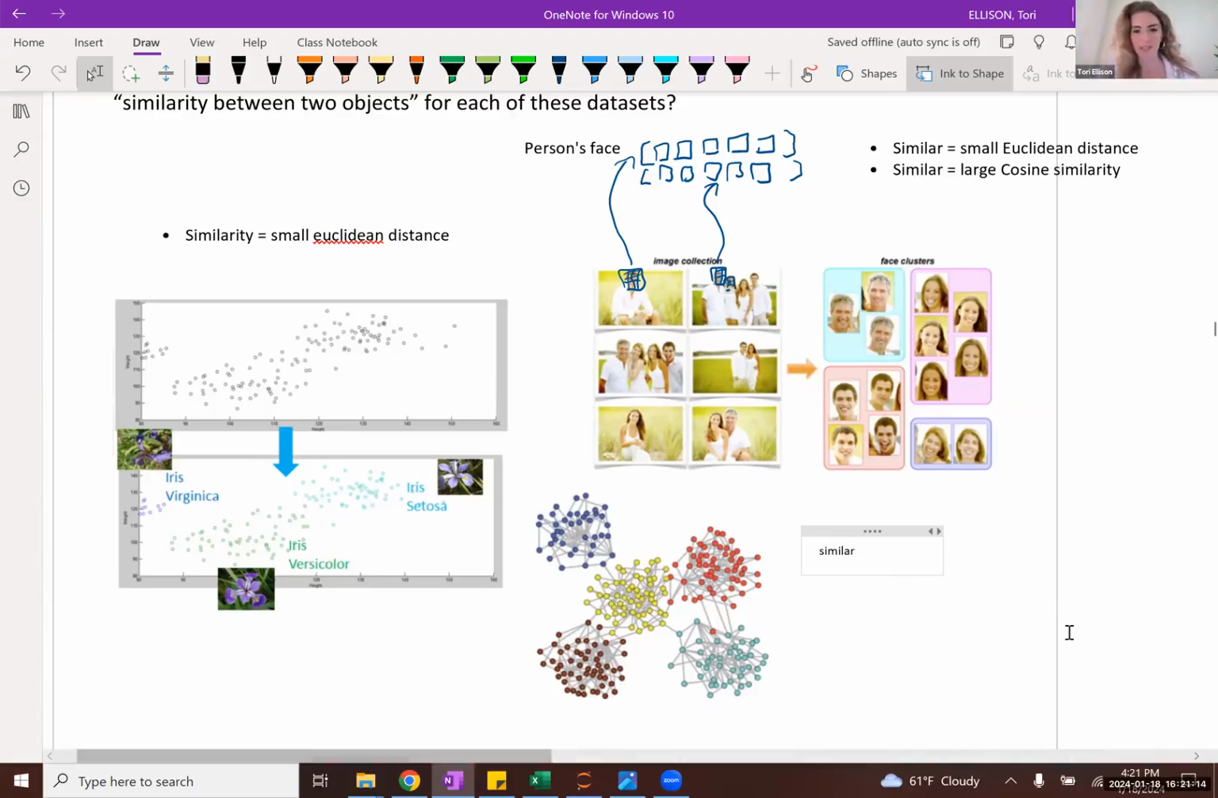Well, let's try this. Let's see if this makes sense. So let's define two nodes as being similar.